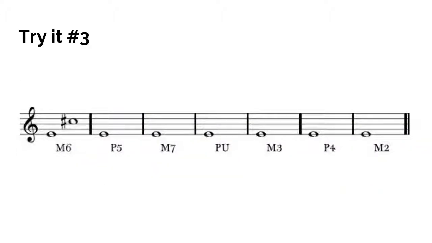All right, let's build a melodic interval now from E. So we have E to C sharp, which is a major sixth. So a fifth up from E is a B. A major seventh would be a D sharp. Perfect unison, E, that should be an easy one. Major third would be a G sharp. Perfect fourth would be an A. Major second would be an F sharp.